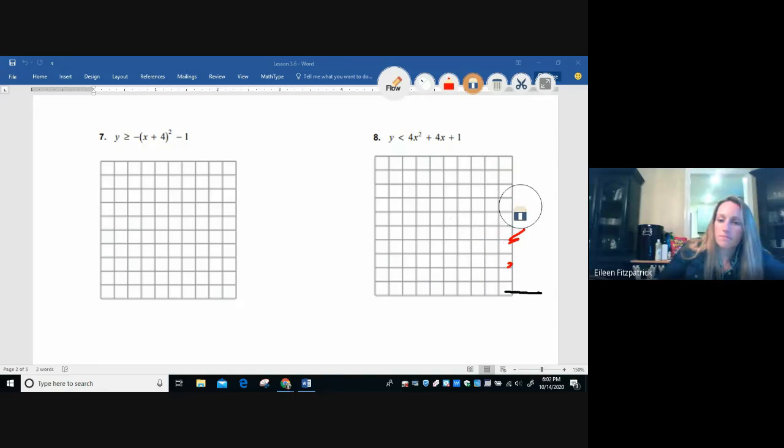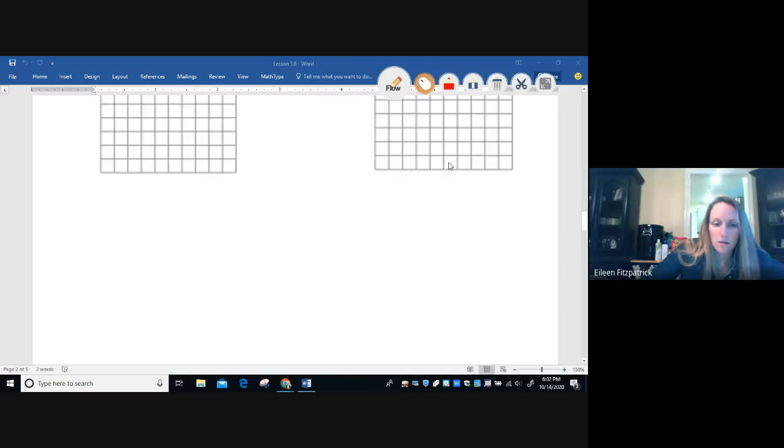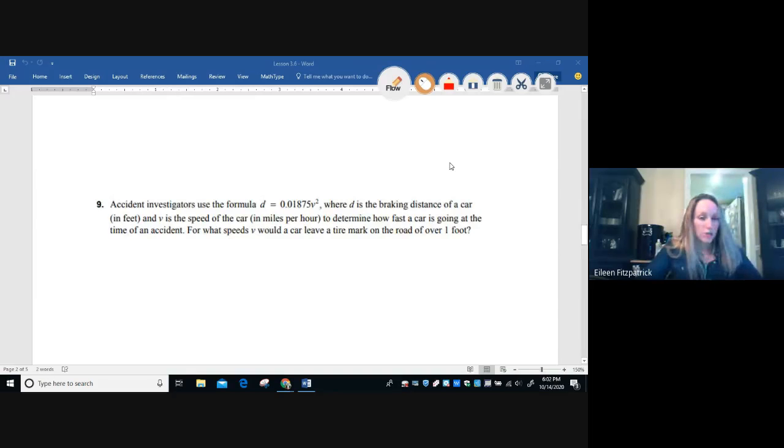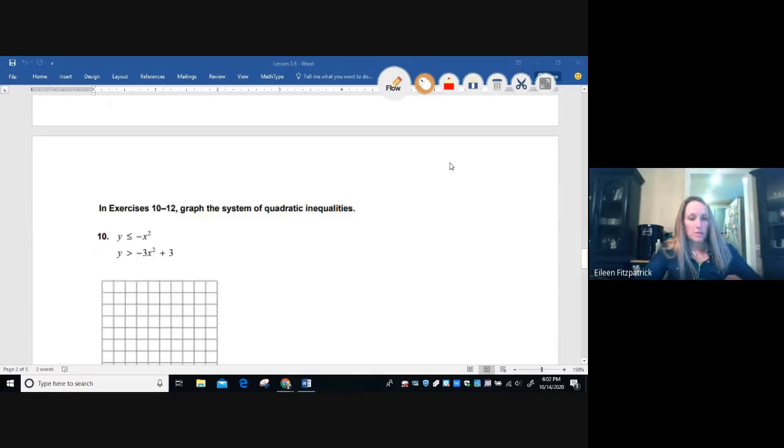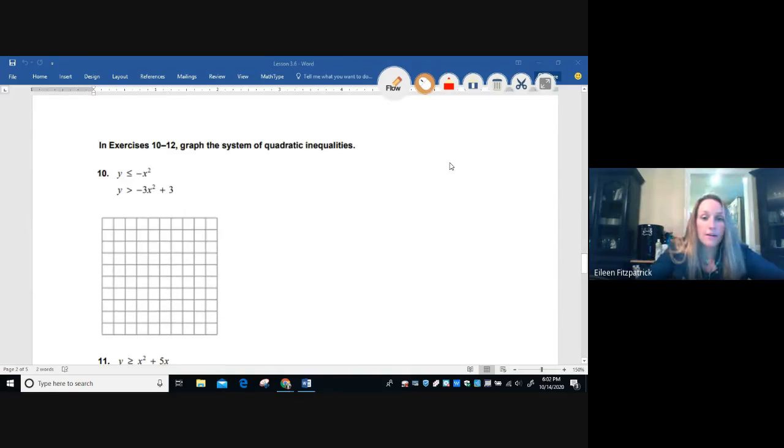All right. Let me move down. Okay, we're actually going to skip over 9 for now. We'll come back to it if we have time. Graphing the system of quadratic inequalities. So the nice thing is we are going to do exactly what I was just showing, but we're going to graph 2 parabolas on the same graph and look for where the shading overlaps. Okay, so this could get kind of messy, but we'll do our best.